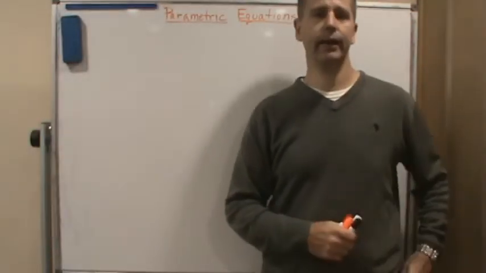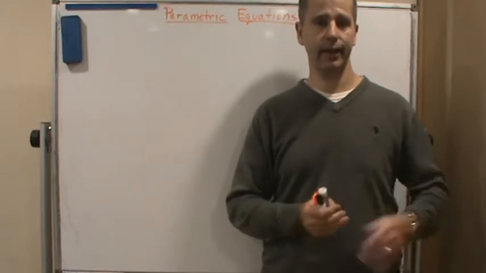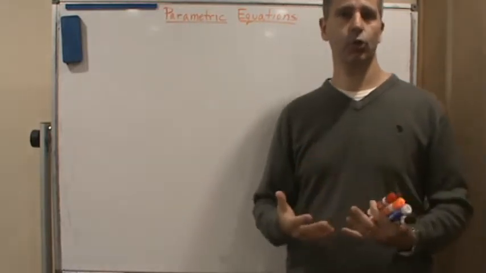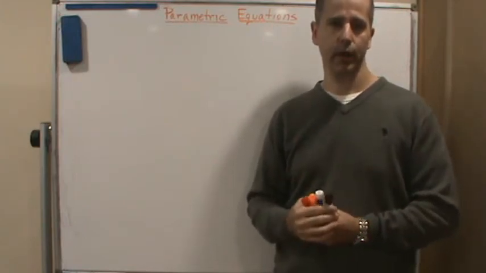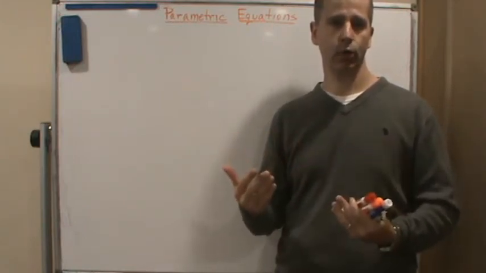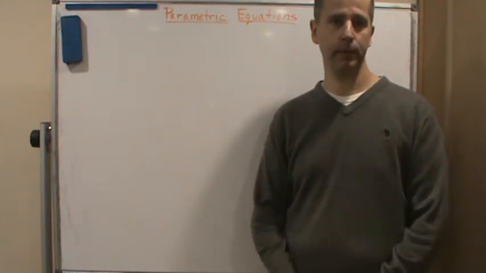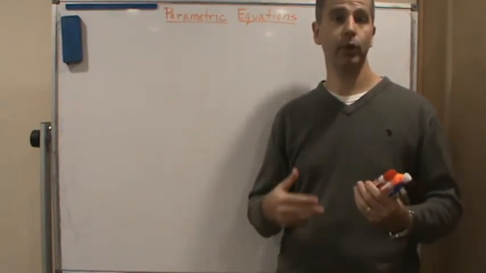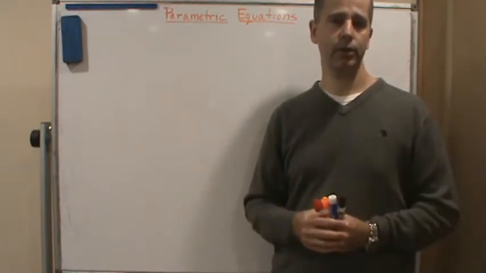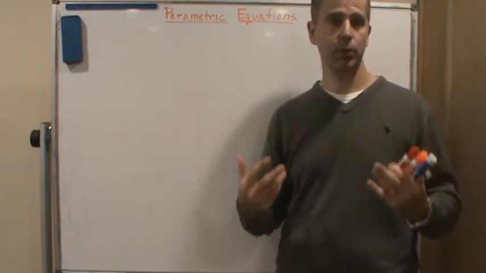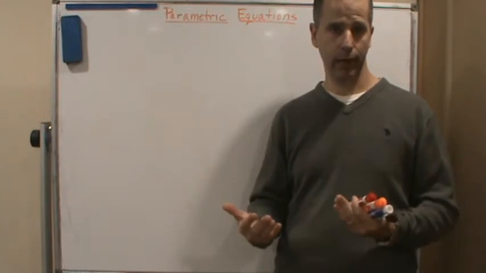Okay, so welcome back, and what we're going to discuss today is the introduction to what a parametric equation is. In two-dimensional space, we're used to using the xy coordinate plane, the Cartesian coordinate plane, to describe locations of points, right? So any point on the Cartesian plane is represented by an xy coordinate.